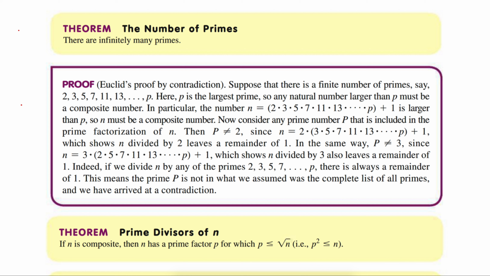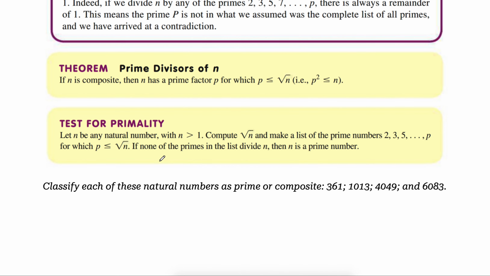To finish out this section, I've got a theorem that says there are an infinite number of prime numbers, and I have the proof there. And I want to focus, though, on these next two theorems. The first one says that if n is a composite number, so if n is not prime, then n has a prime factor p, for which p is less than or equal to the square root of n. So let me explain what this means.